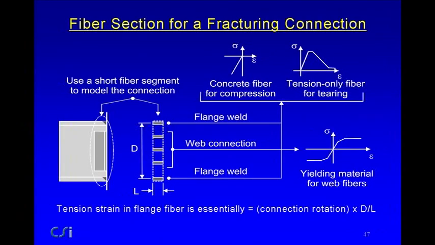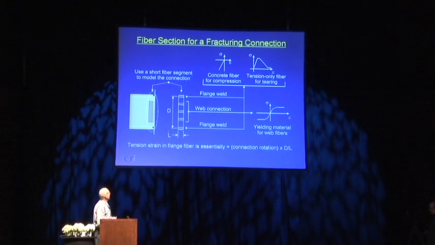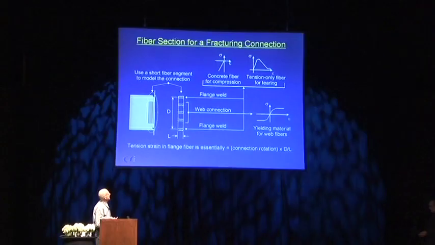If you look at a fiber section for a fracturing connection, you might make this length here just 1 inch, just because it has to be a finite length. This is the depth of the beam. And notice that if a flange fractures, it'll rotate about the other flange. So the tension strain in this fiber is basically the connection rotation times the depth divided by the length. Don't worry if you're worried about that, forget it. The important thing is this other diagram.